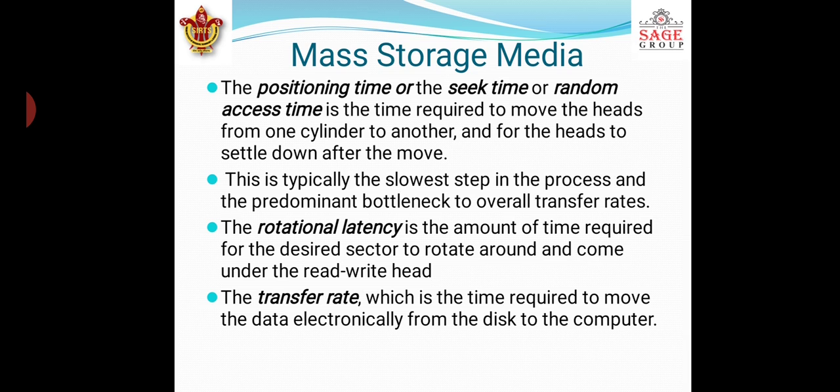The positioning time, or the seek time, or random access time is the time required to move the heads from one cylinder to another and for the heads to settle down after the move. This is typically the slowest step in the process and the predominant bottleneck to available transfer rates.